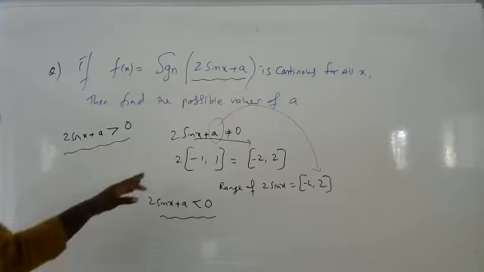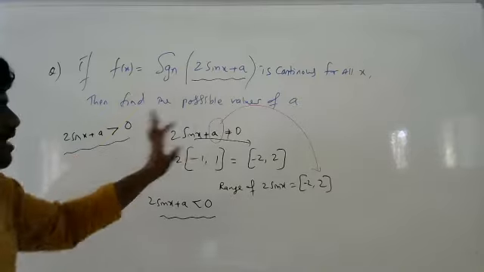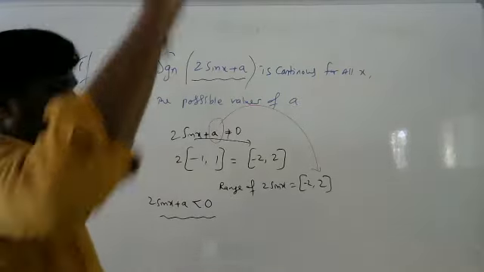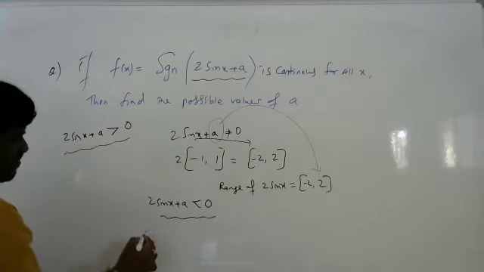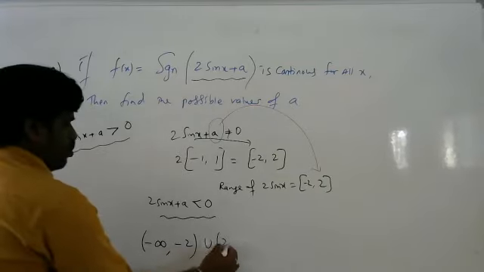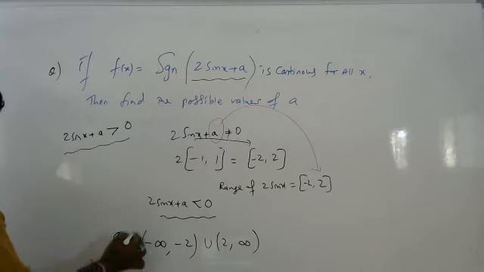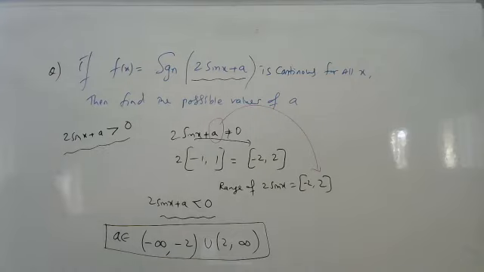So if I take a value of a completely greater than 2 or completely less than -2, at that time it will not become 0. So a must be in -infinity to -2 union 2 to infinity, at which it will not become 0. So this is the possibility: a should be -infinity to -2 union 2 to infinity.